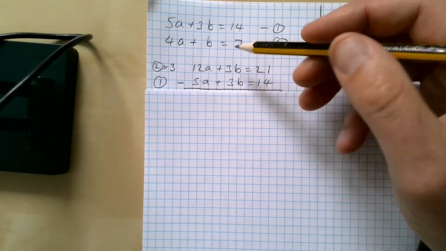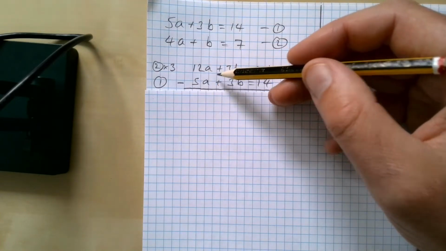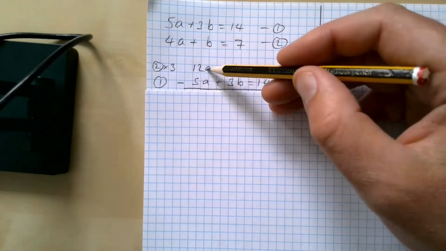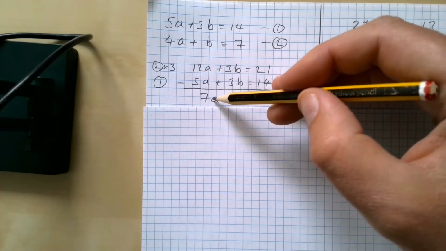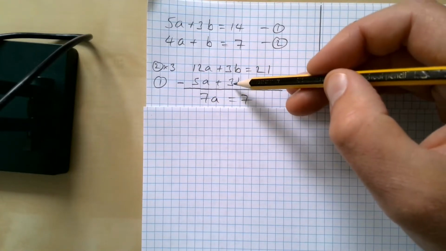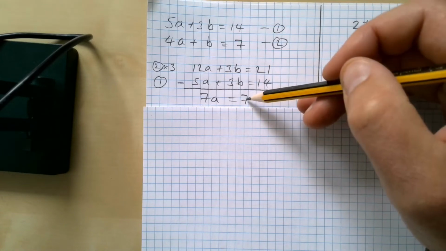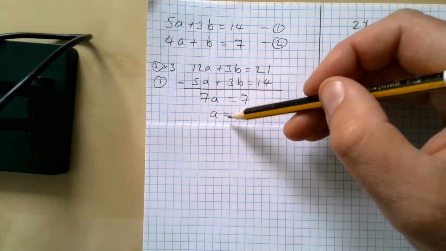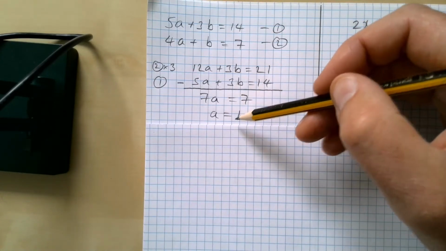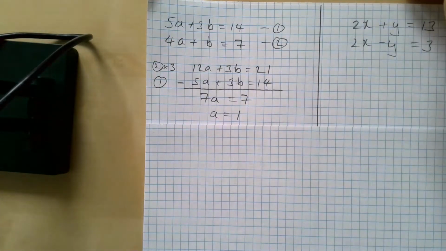In order to eliminate one of the letters, we need to subtract. So I'm going to do 2 take away 1. 12a take away 5a gives me 7a. 3b take away 3b means the b's disappear. 21 take away 14 gives us 7. Divide both sides by 7, I get a equals 1. So I have one letter worked out, I just need to work out the next one.